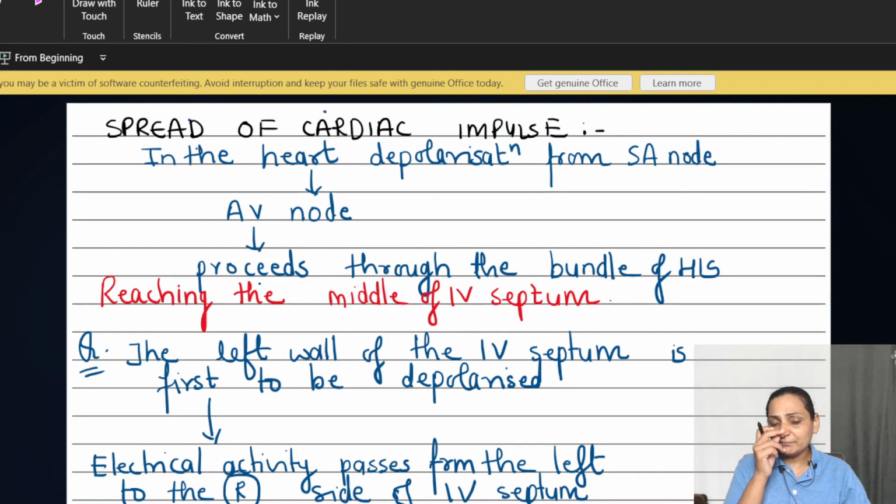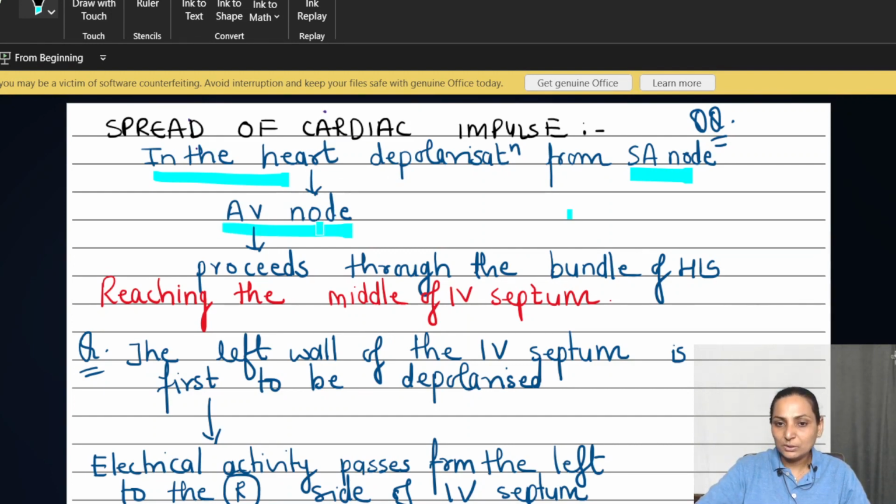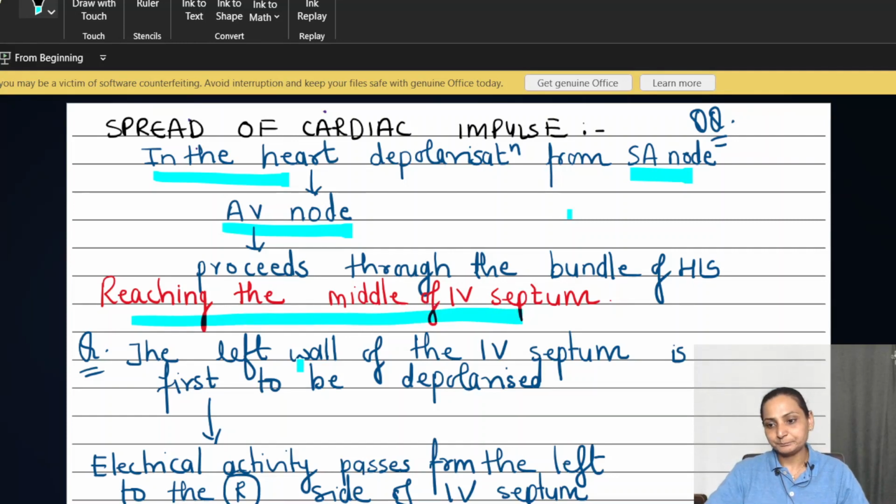Now, a very brief description about the spread of the cardiac impulse. This itself can be a short note for you, so I've taken this over here. When you consider the spread of the cardiac impulse, you know that in the heart the depolarization begins from the SA node, which is the pacemaker of the heart. From the SA node, through the various internodal pathways, there will be depolarization of the AV node. The AV node will show an AV nodal delay, and then it will proceed through the bundle of His, reaching the middle of the interventricular septum.